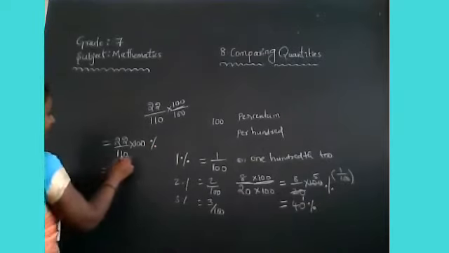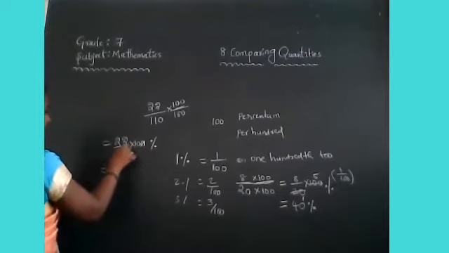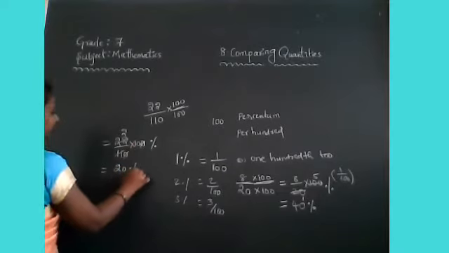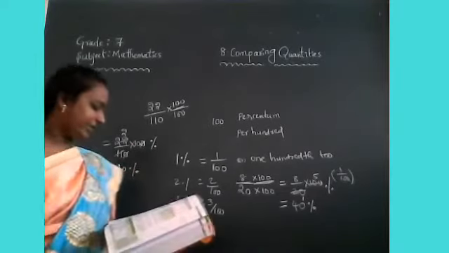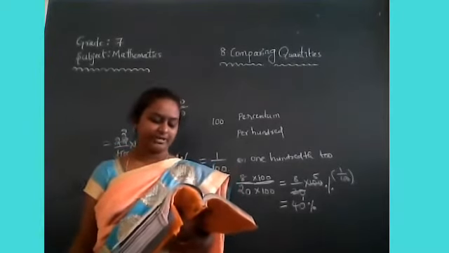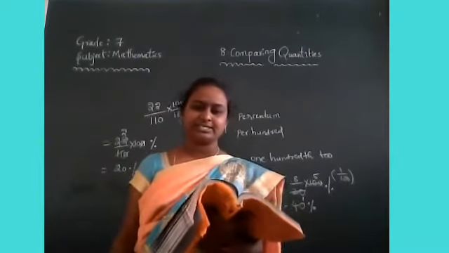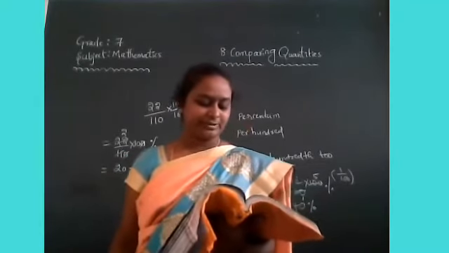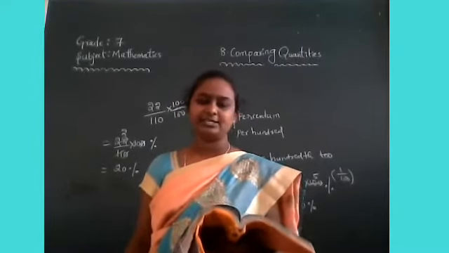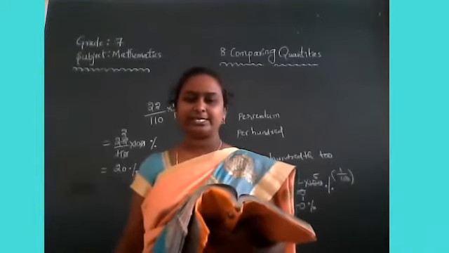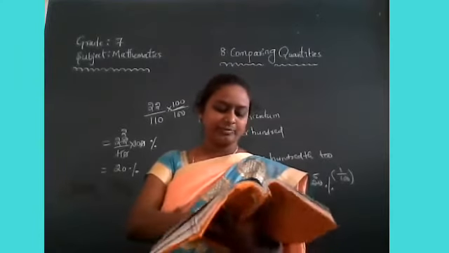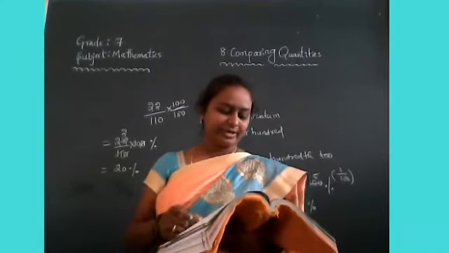Right. Now simplify. 11 ones are 11, 11 twos are 22. 2 into 10, that is nothing but 20 percent. Okay, so like that, 120 centimeters, the number of children is 25. 128 centimeters, the number of children is 32. 130 centimeters, the number of children is 21. So everything you have to write in the form of a fraction, and after that convert into percentage. Is it clear?